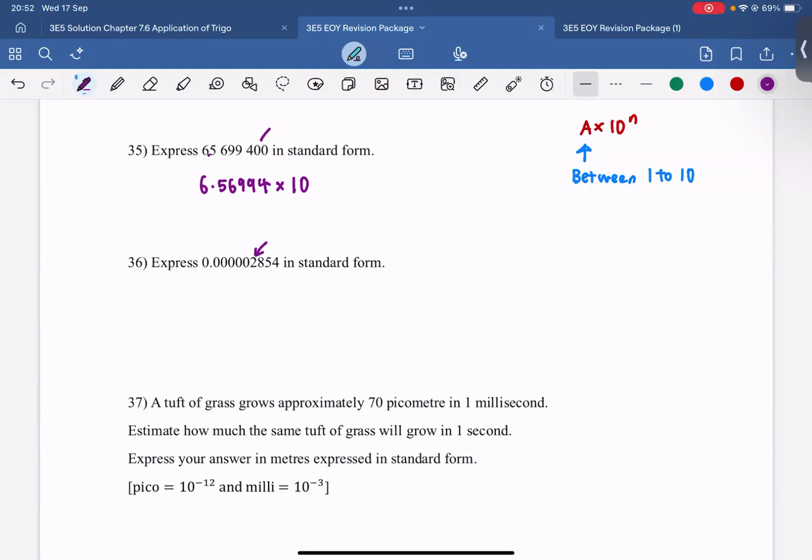Or this one also a positive number? No, there are zeros in front. You just need to know whether this number is more than 1 or less than 1. Is this number more than 1? Yes. More than 1 means the power is positive. Less than 1 means the power is negative. Okay, so this is power 7.